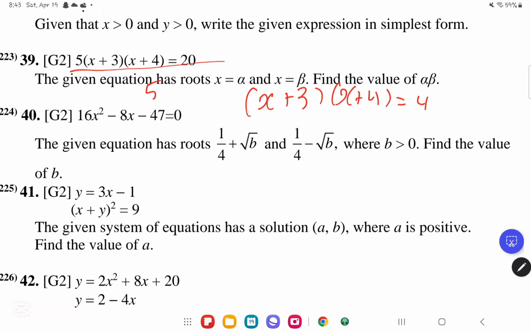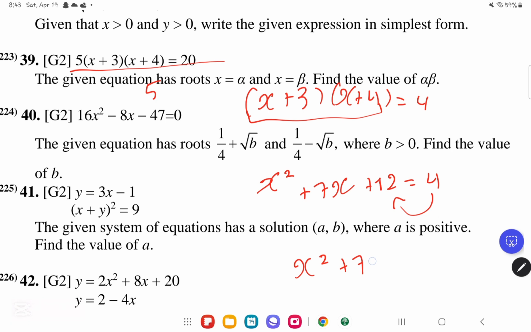Now you can expand this. It's going to be what? It's going to be x squared plus 7x plus 12 is equal to 4. Bring 4 to the other side, you will get x squared plus 7x plus 12 minus 4, which is 8, is equal to 0. So very simply, you have it in this format.